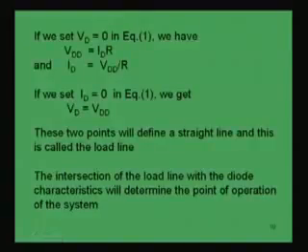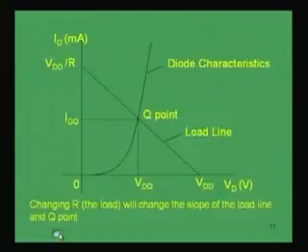Now, these 2 points will define a straight line, because in order to draw a straight line we need only 2 points, and this straight line is called the load line. And if we now draw the characteristic curve and superimpose the load line on it, there will be a point of intersection between these two graphs, and that intersecting point will be the point of operation of the system. That means we can find the point of intersection, and that point will denote the point of operation for this circuit. So, let us take an example and see.